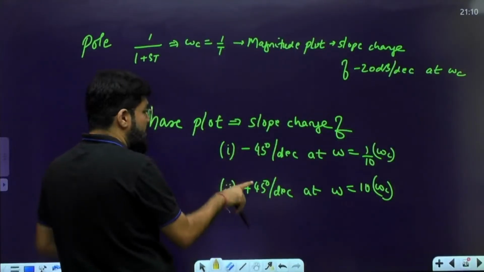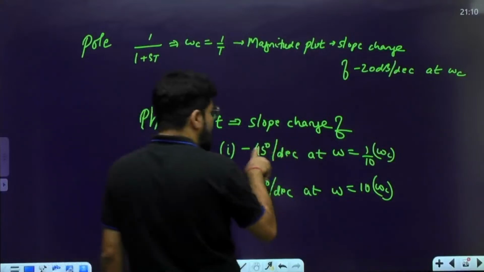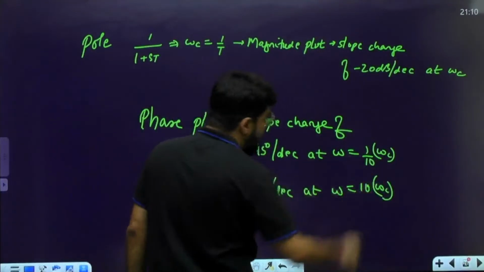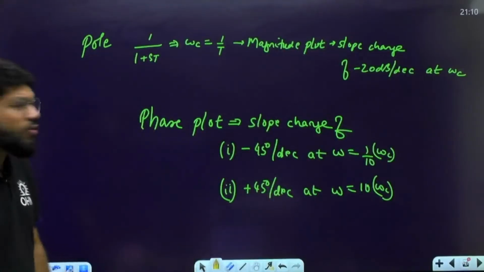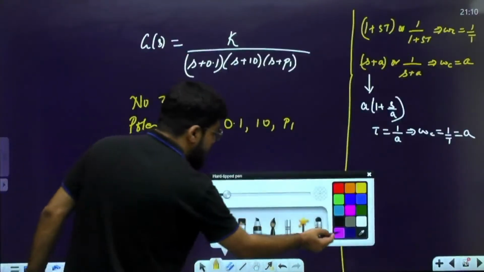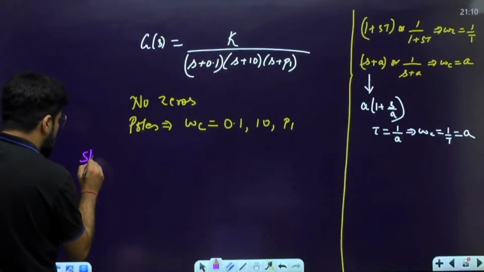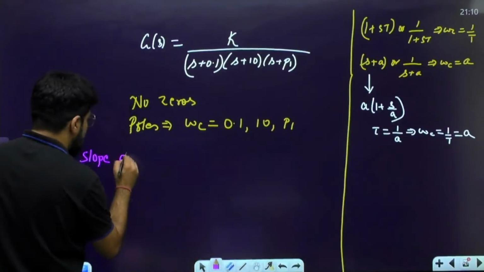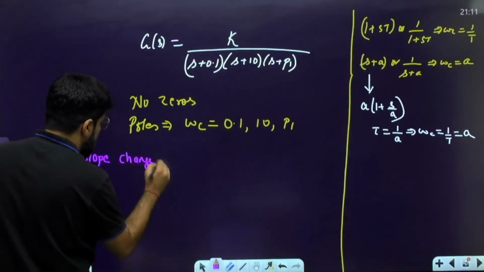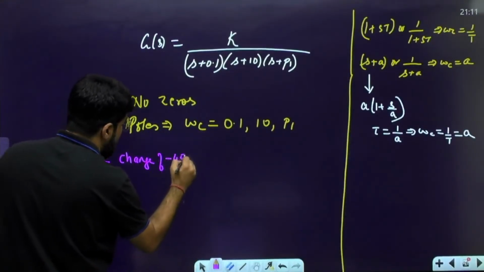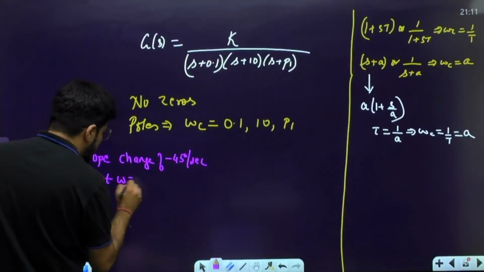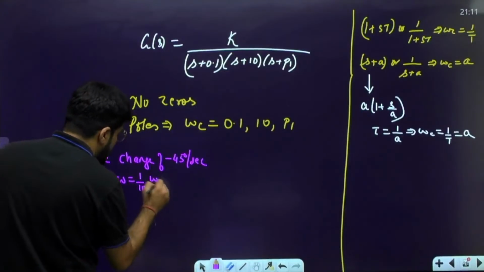Two slope changes will occur due to a single pole. Minus 45 at 1/10 of corner frequency, plus 45 at 10 times the corner frequency. So what will I write here? There should be a slope change of minus 45 degree per decade. At what frequencies? At 1/10 of omega c.